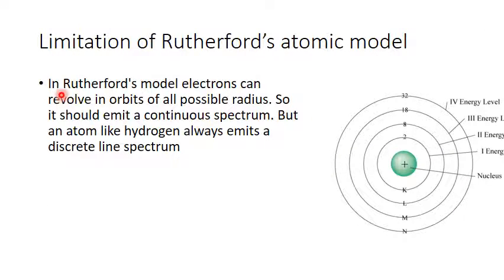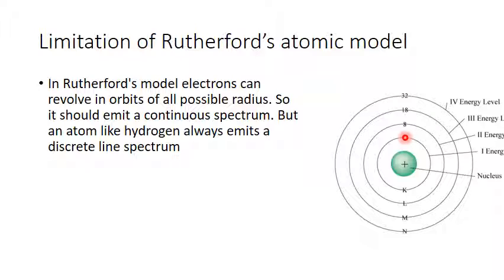Coming to the next point, in Rutherford's model, the electron can revolve in orbits of all possible radii. So it should emit a continuous spectrum. But an atom like hydrogen always emits a discrete spectrum. According to Rutherford's model, the electron revolves in a planetary motion, but he hasn't specified in which shell or in which energy level the electron is revolving.